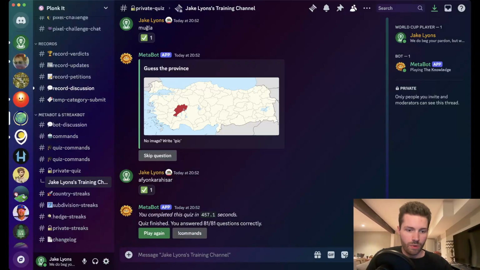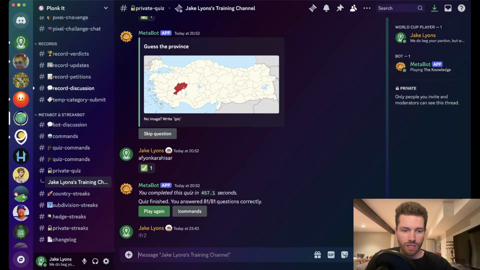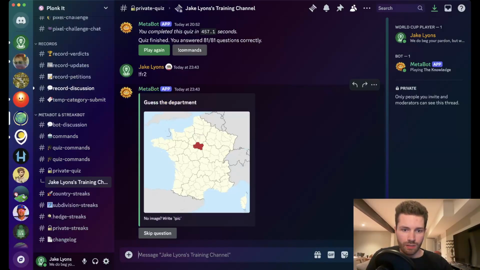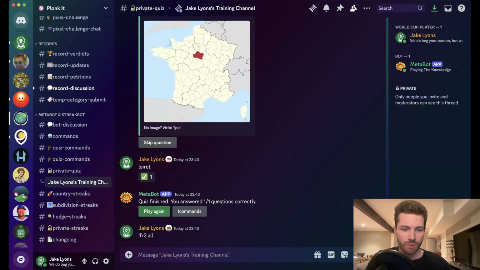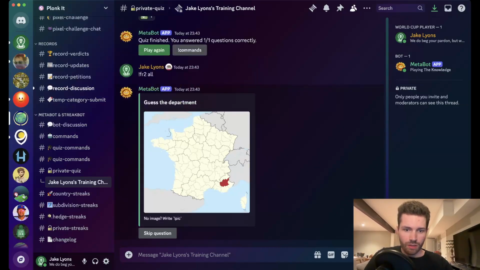So the way it works is I type FR2, which is second level subdivisions of France. If I do one, it'll just show up like this, and you'll see, so I can just name this subdivision, which is Loiret, and then I got that correct. So if I do FR2 all, then it'll give me a quiz of all of them in a random order, and yeah, so this is what we're going to do. Starting with one of the longest names, Alpes de Haute-Provence.